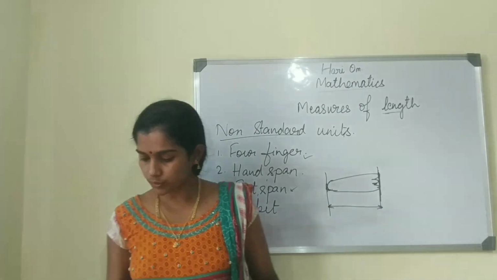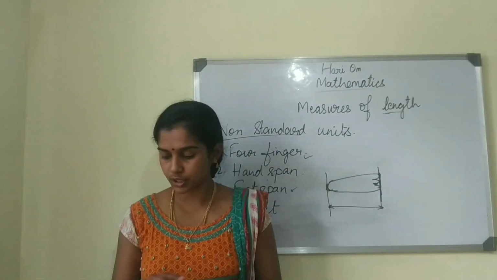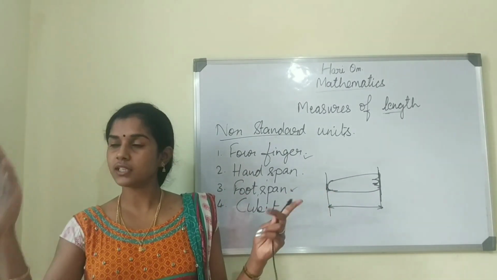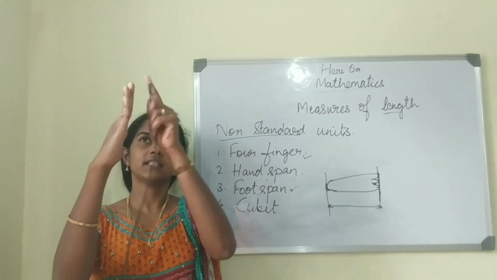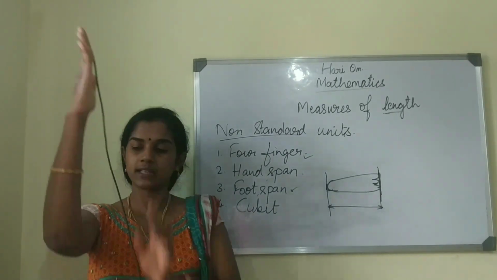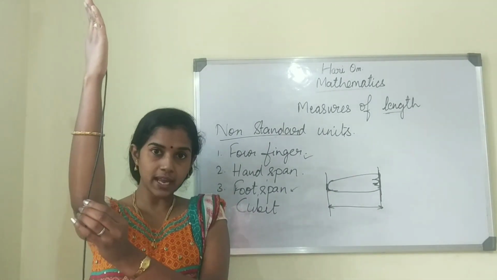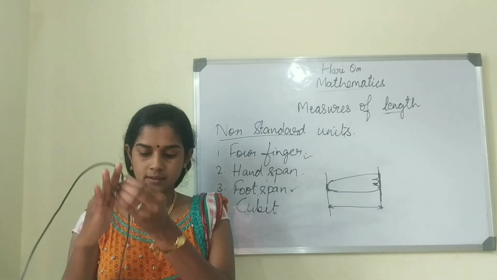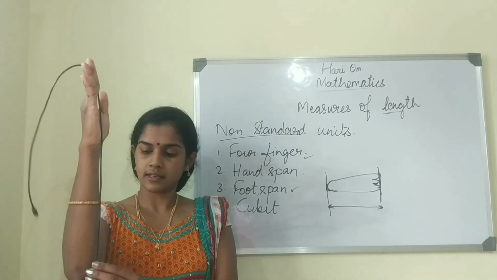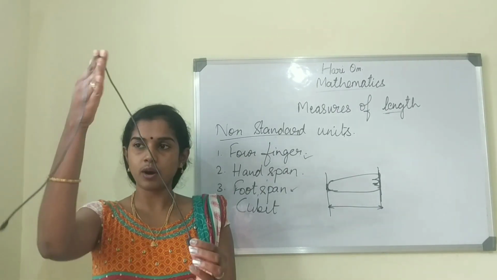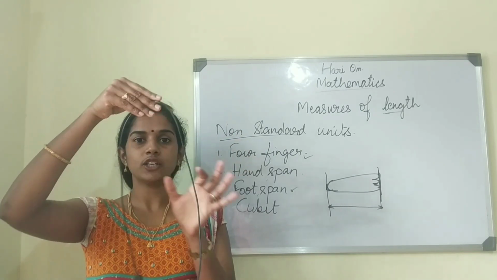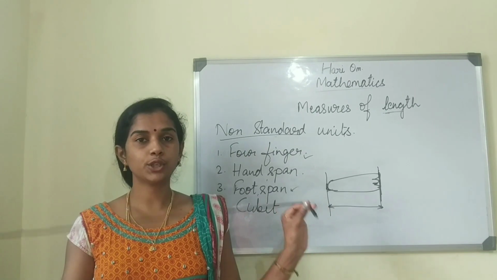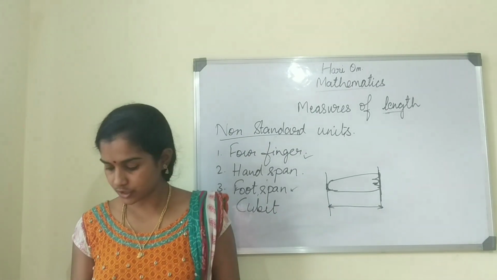Understood, children? So using the cubit, let us measure this wire. Can you see this wire? So now let us use the cubit. So this is our longest finger. I'll hold the wire like this, so up to the tip of the elbow. So this is 1 cubit and this is another. So how many cubits is it? It is 2 cubits. So what is the length of this wire? It is 2 cubits. Understood, children?